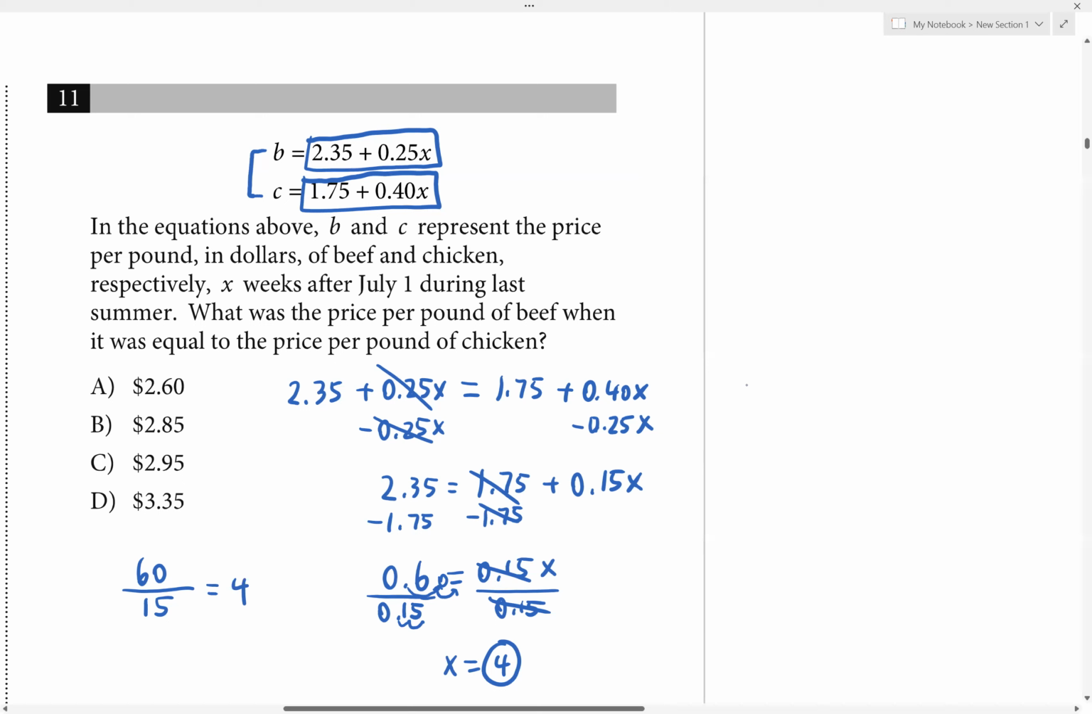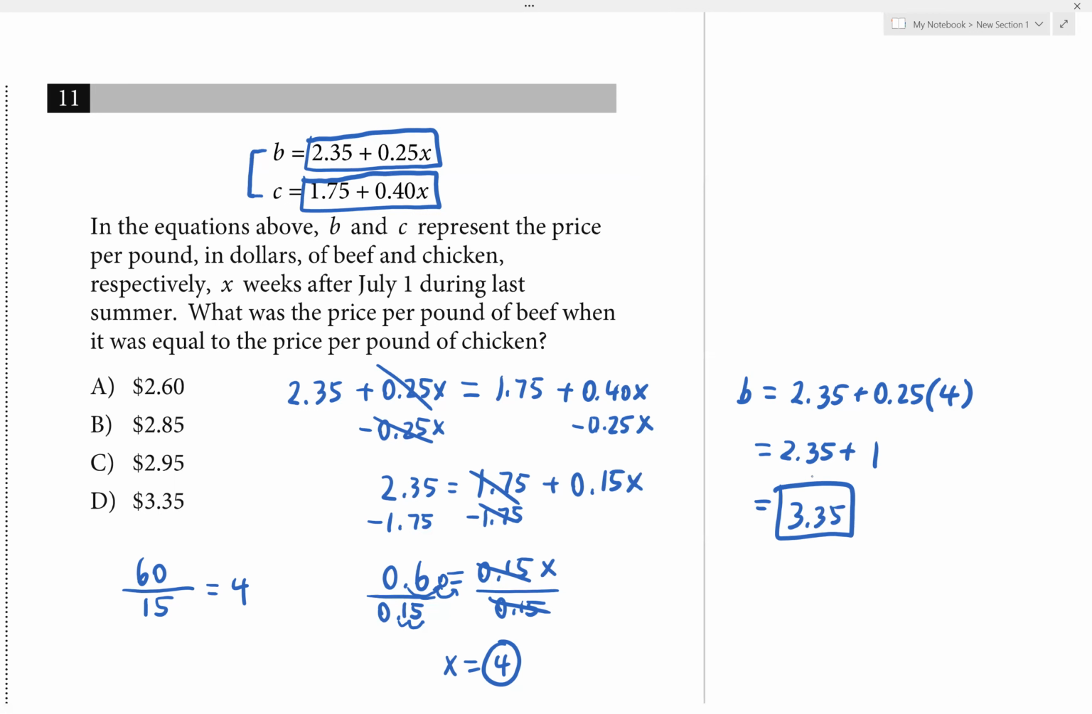So let's plug into the top equation. It'll be 2.35 plus 0.25 times x, which is 4. 0.25 times 4 is 1, and 2.35 plus 1 gives us 3.35. That's the final answer. This represents the price per pound for beef, which should also be the same as the price per pound for chicken because they're supposed to be equal to each other. So 3.35, that's the answer choice D for number 11 here.